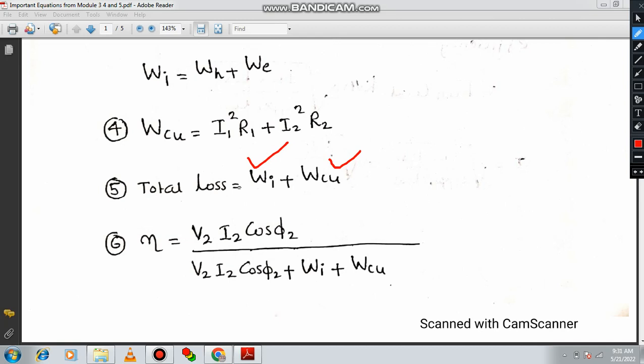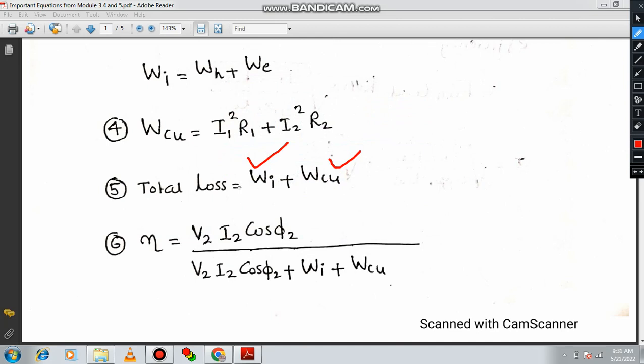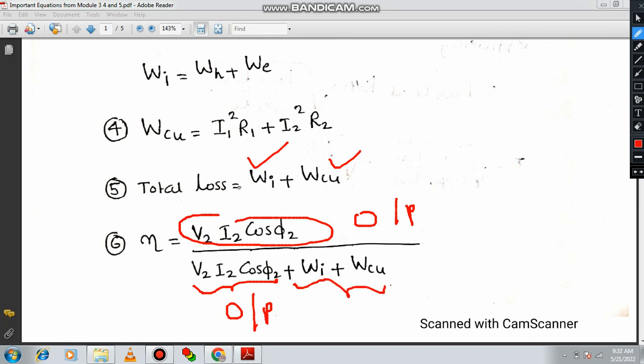Now let me move on to how to calculate the efficiency of a transformer. Efficiency is V2I2 cos phi 2 whole divided by V2I2 cos phi 2 plus Wi plus WCU. What does it mean? This is your output, right? OP means output. So this is also your output. And what is this? No need to guess, you have already studied it. These are your losses. So efficiency is the ratio of output divided by output plus losses. Output plus losses means the input, right?